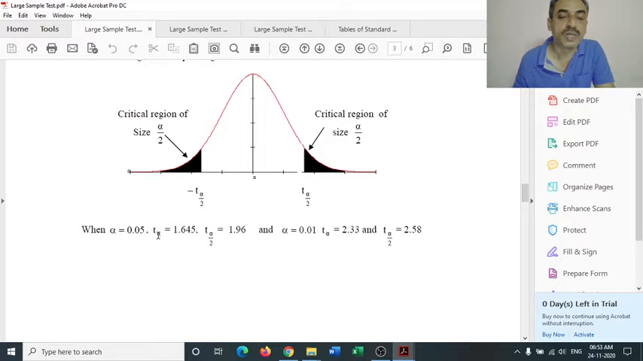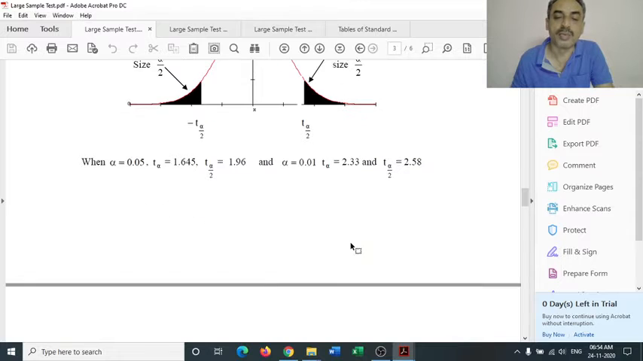When alpha is 0.05 for a one-sided test, t alpha will be 1.645. For a two-sided test, t alpha by 2 will be 1.96. Likewise, if alpha is 0.01, t alpha will be 2.33. t alpha by 2 will be 2.58. So that completes the construction of the critical region for all the three types of alternative hypothesis.